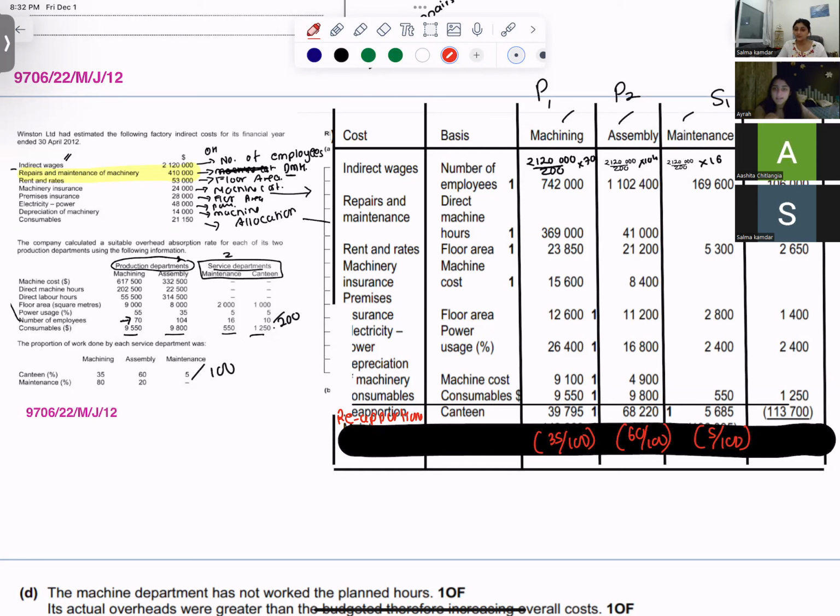So you minus that 113700 from canteen, right? And you minus it because you have to remove the service department cost and give it to the production departments, because they are the ones who are ultimately going to sell the product for you.